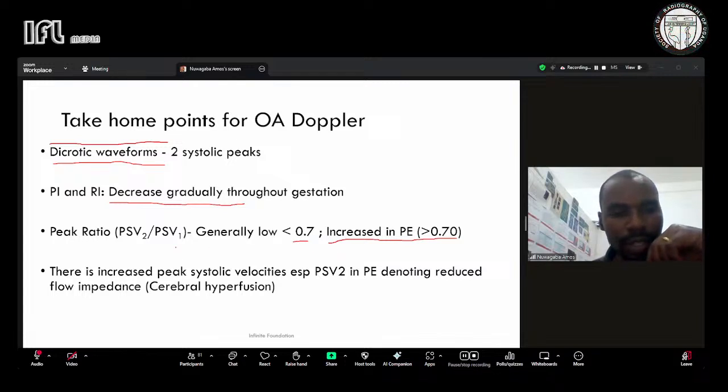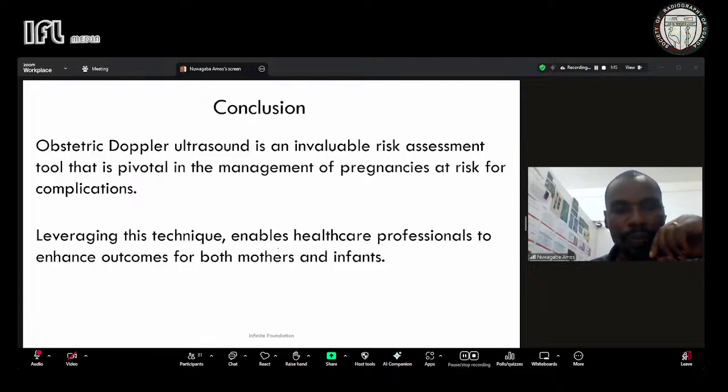There is increased peak systolic velocities, especially PSV2, as I said, in preeclampsia, which means that we have reduced impedance. Reduced impedance means we have increased flow, and that is the feature of cerebral hyperperfusion.